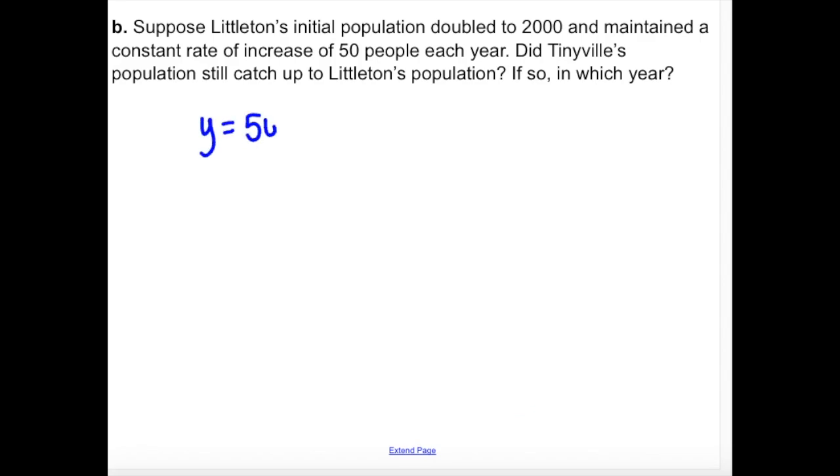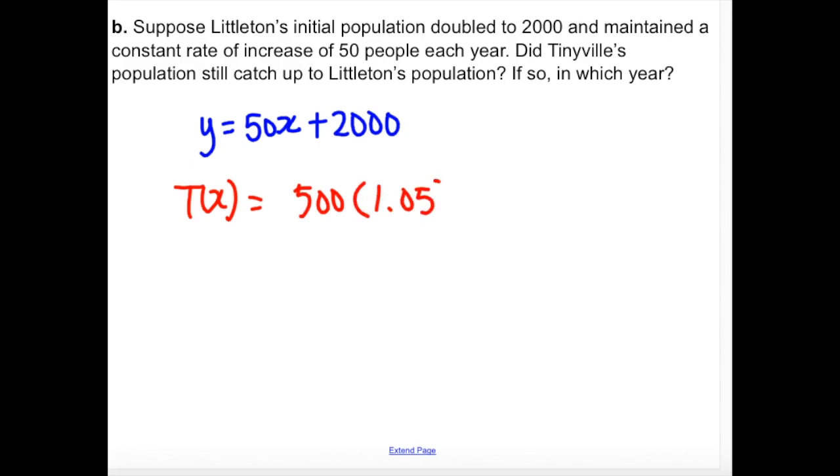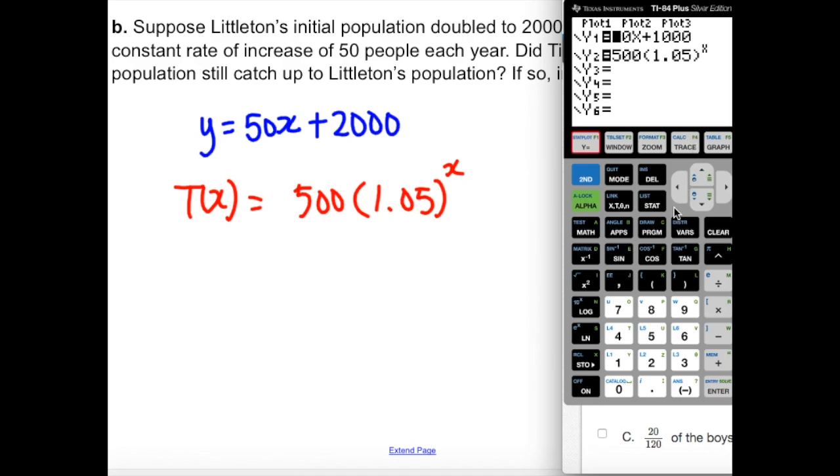So my y, or same thing as L of x, now became 50x plus 2,000. My initial became 2,000. And then my T of x is the same. So 500 times 1.05 to the x power. So I'm going to go back to my graphing calculator, just change 1,000 to 2,000, my initial population. And it's going to give you that graph.